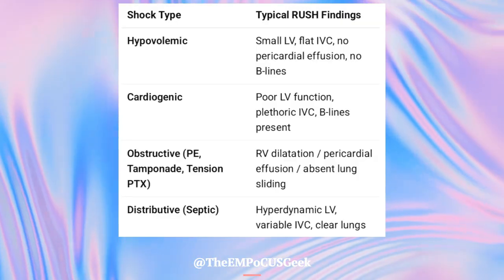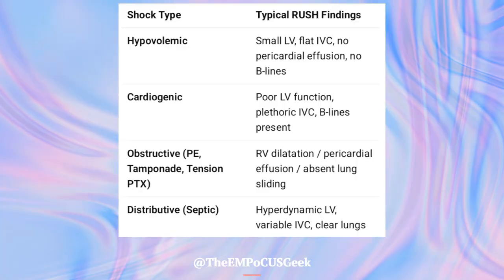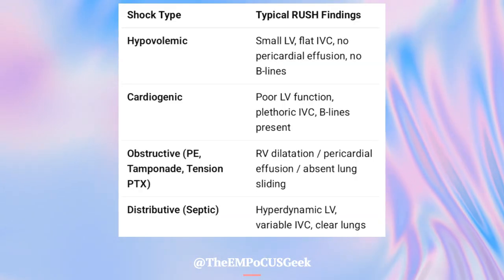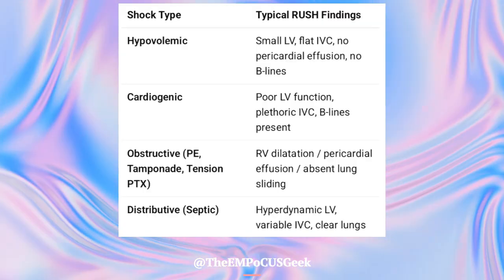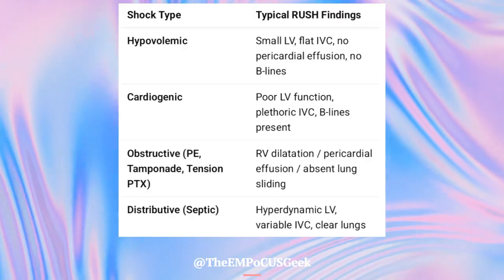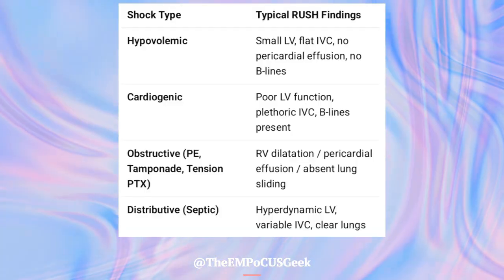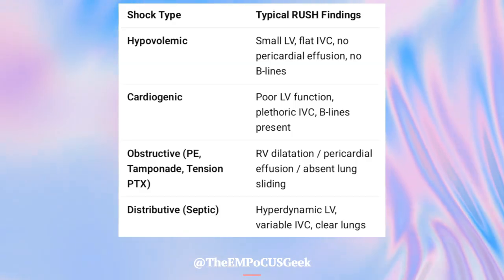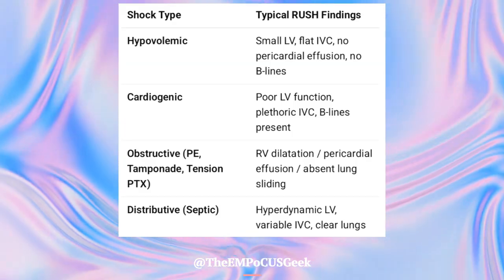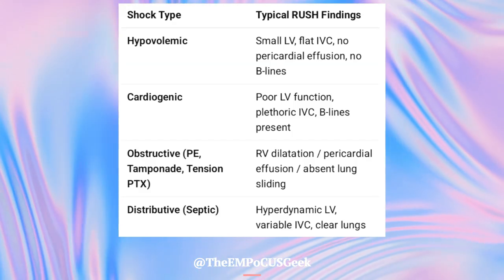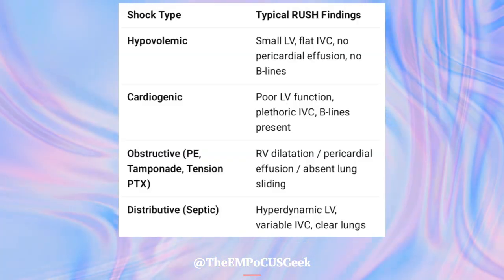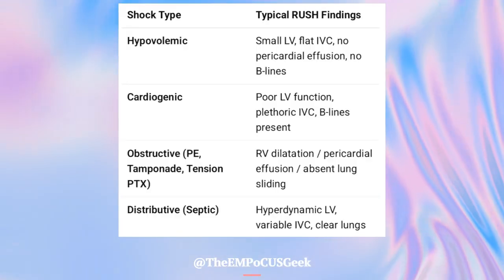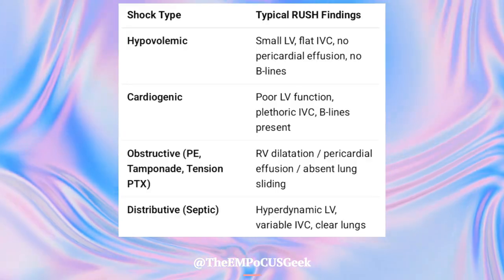If you're seeing a dilated right ventricle, or pericardial effusion, or absent lung sliding, then it's likely to be an obstructive shock. So, here, depending on your findings, it could be a pulmonary embolism, tamponade, or a tension pneumothorax. If you're seeing hyperdynamic left ventricle, a variable IVC with clear lungs, then it's likely to be distributive.